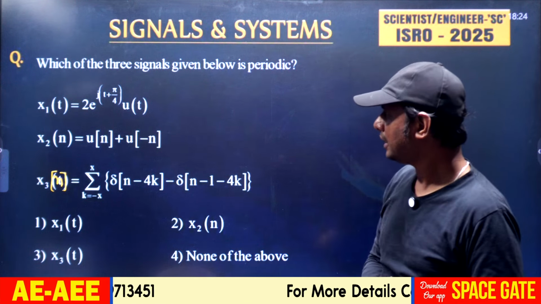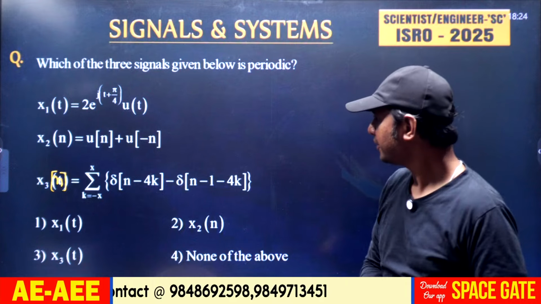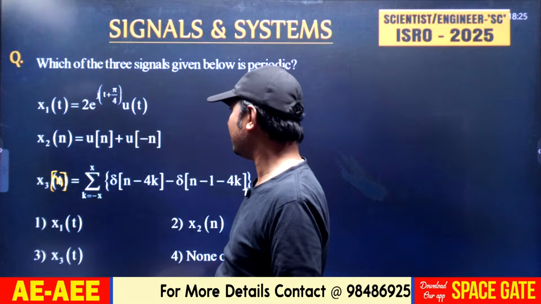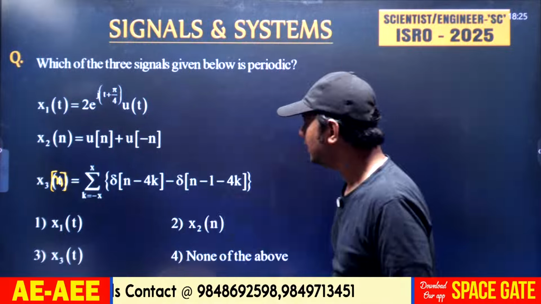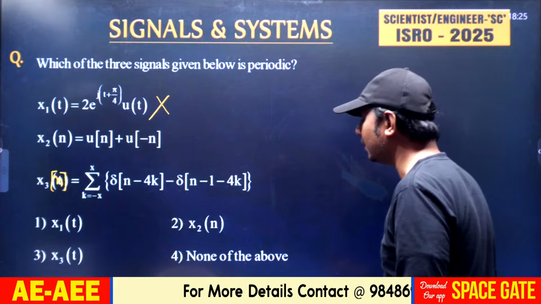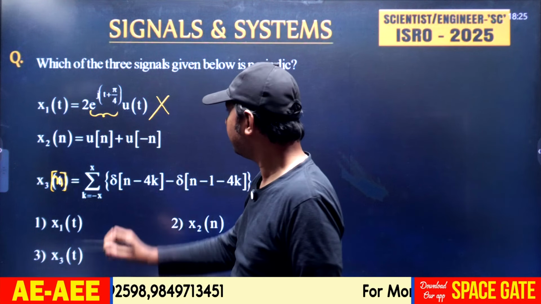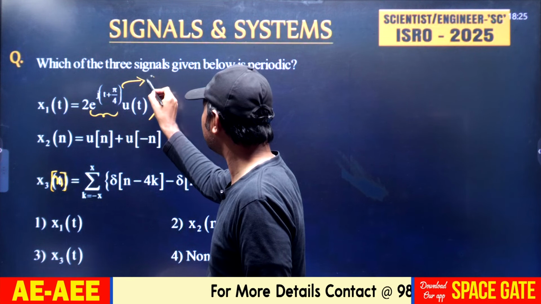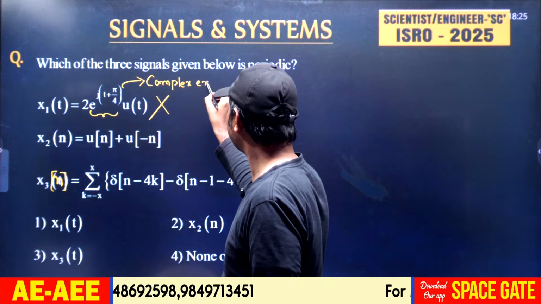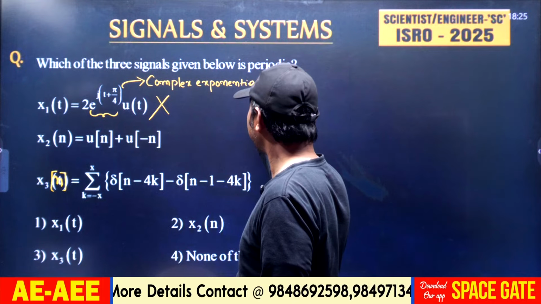We will do one thing. We will try to verify which of the following signals is periodic. The first one, if you verify, 2 e power j into t plus pi by 4 u of t. See, this is not a periodic signal. This e power j into t plus pi by 4, basically, is a complex exponential. The name for this signal is complex exponential signal. It is periodic.